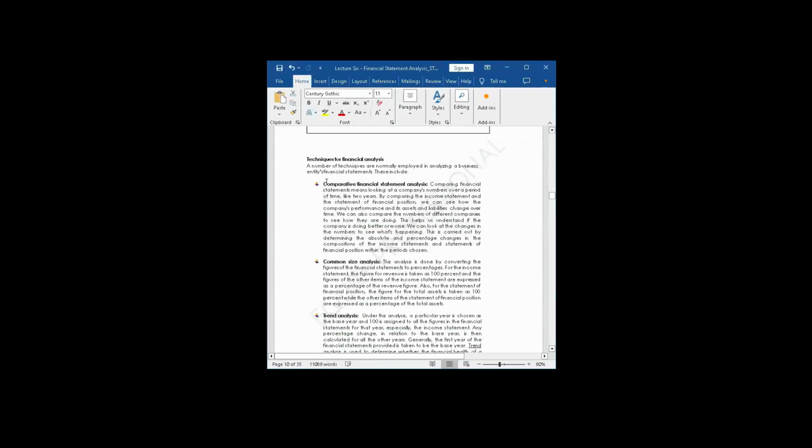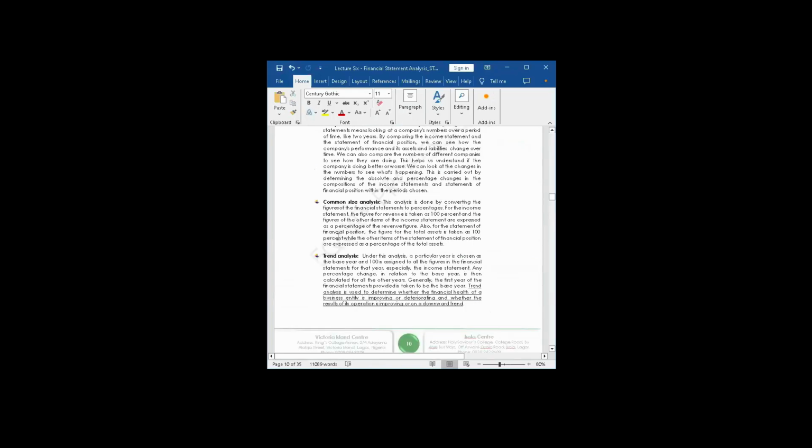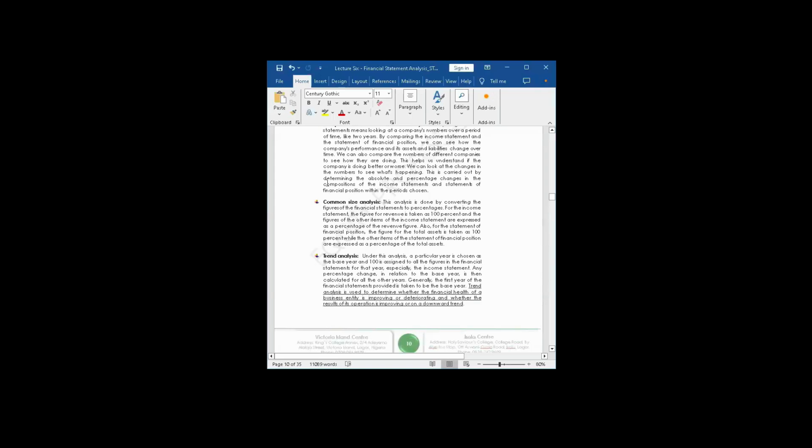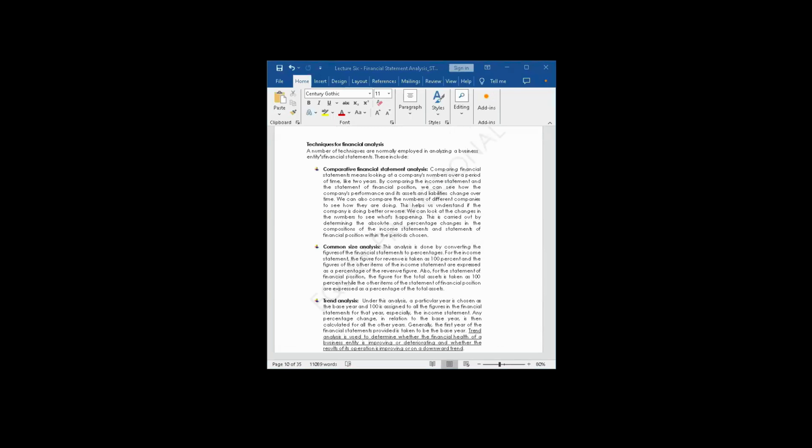But if you are working in practice, maybe you are working on a client's file or financial statement, then you can employ multiple techniques. While you use trend and ratios, you can also use common size and any other one, right?